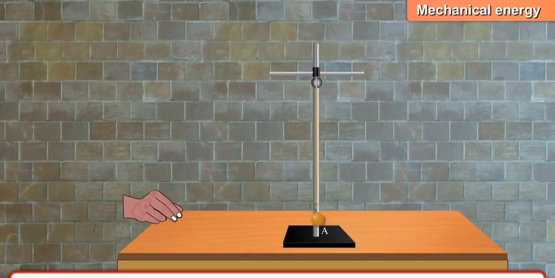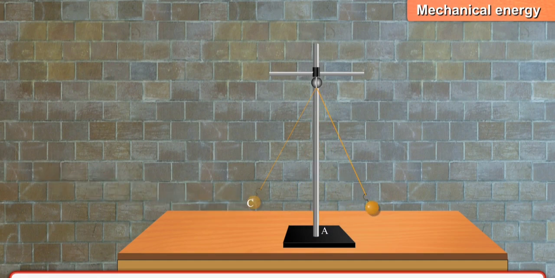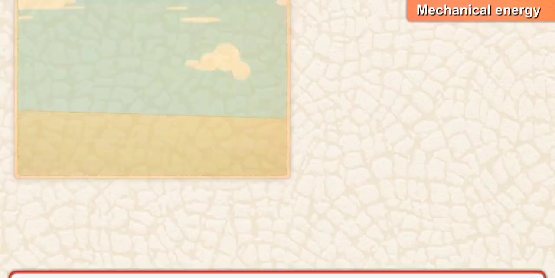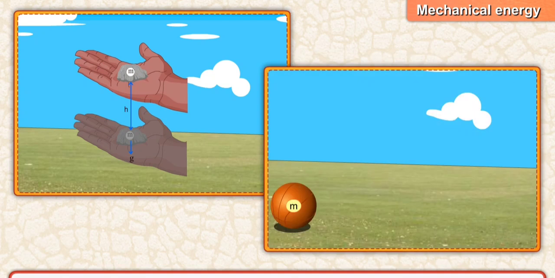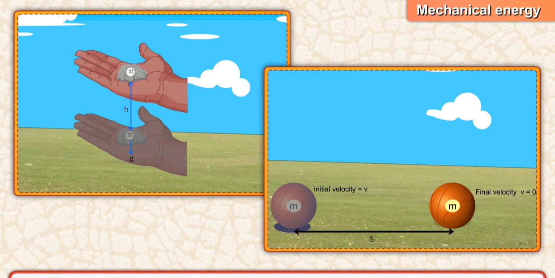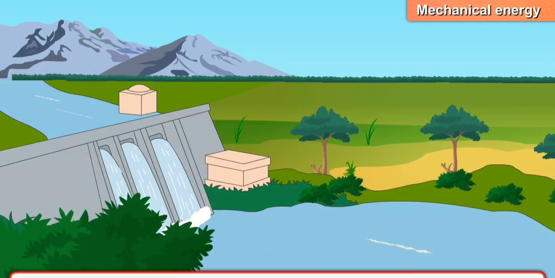Mechanical energy. The energy possessed by an object due to its position or its movement is called mechanical energy. It is of two types: potential energy and kinetic energy. Potential energy is due to the position of an object, and kinetic energy is due to the movement of an object. For example, water stored in a dam has potential energy. When it falls from a height, it has kinetic energy.